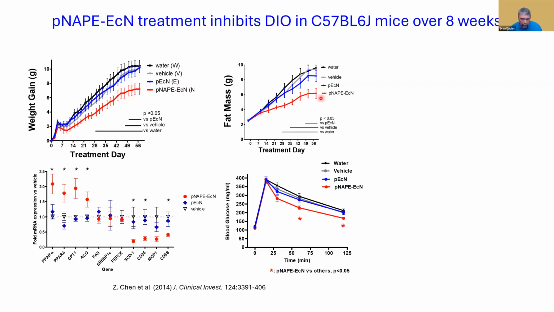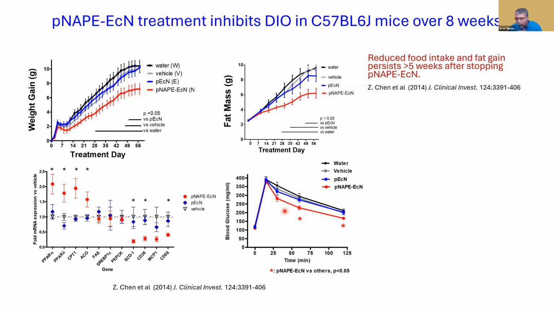So it was protective. And when we looked in the liver, we saw a significant increase in genes related to fat oxidation and a decrease in genes related to inflammation. And we also saw improvements in glucose tolerance. So overall, we are having a protective effect against metabolic disease from this long-term administration, so for 8 weeks.